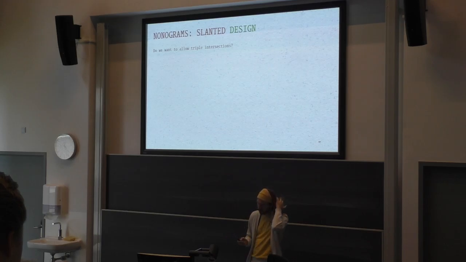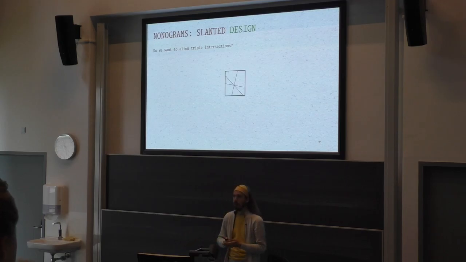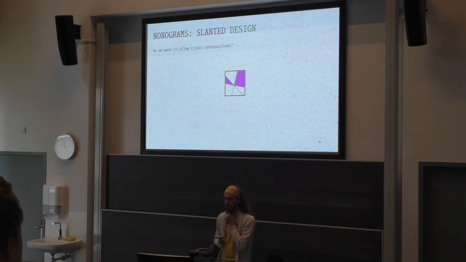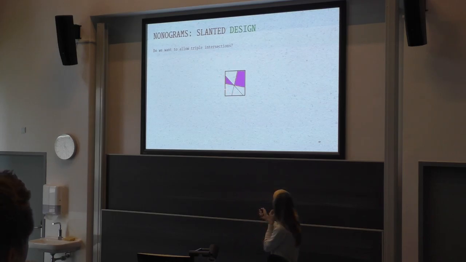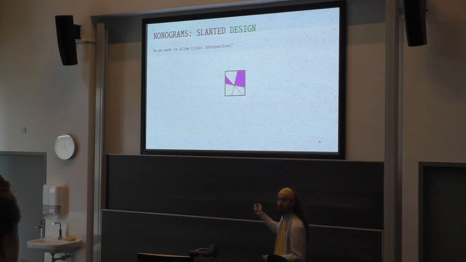Another question is, well, even if we don't have those, we might have more than 2 lines going through the same point. So like this. And okay, so here it is clear which cells there are in the puzzle. But it's maybe not so clear how we would write a clue like this for this line here. Because if I walk along this line, then there are 2 consecutive cells that are colored. But on the other hand, these cells are maybe less consecutive than 2 cells would be if there would not be 3 lines going through one point.